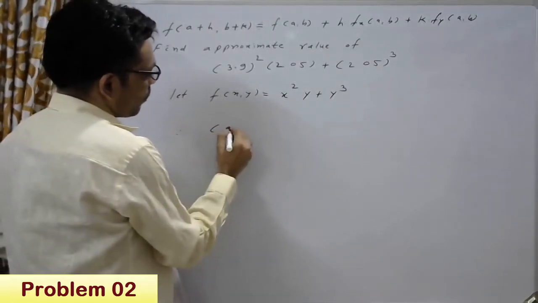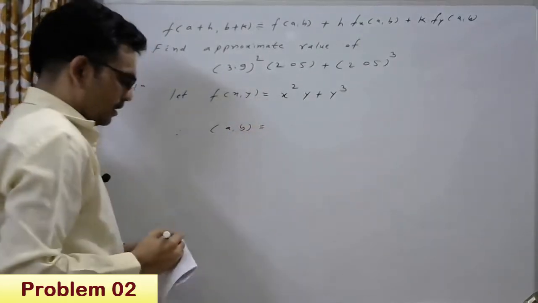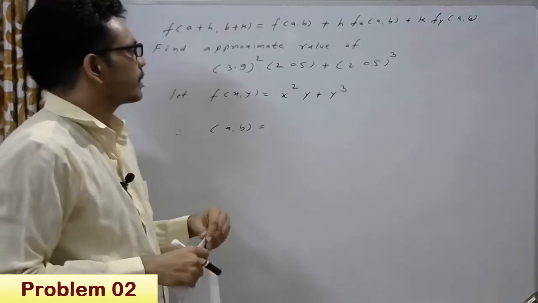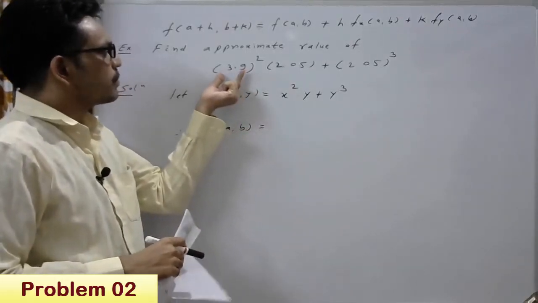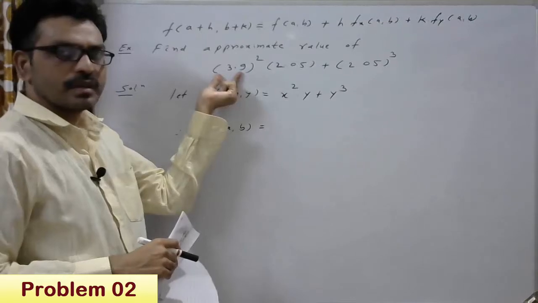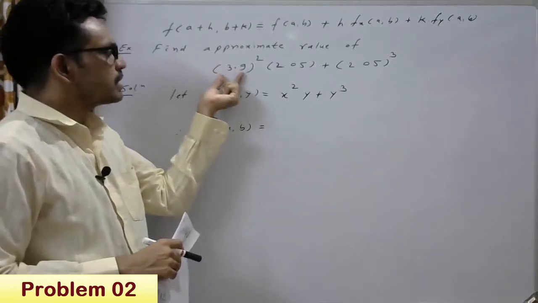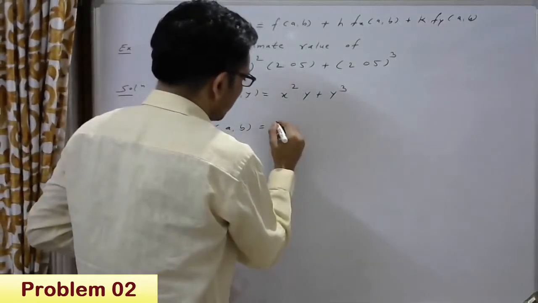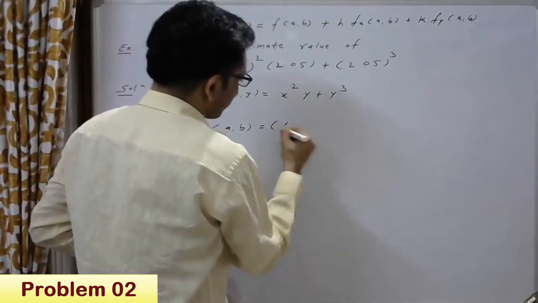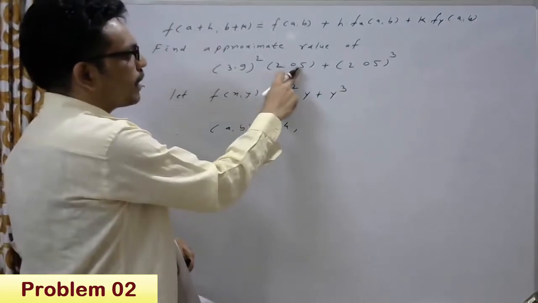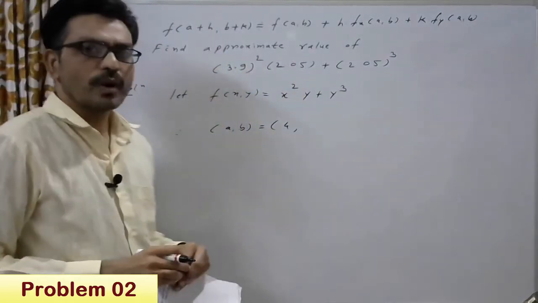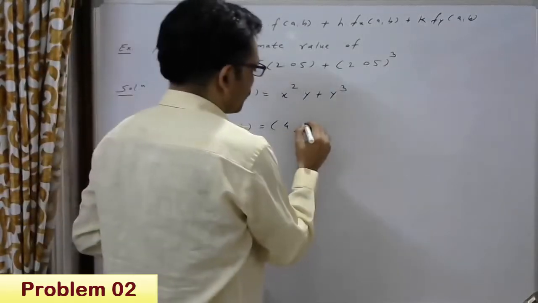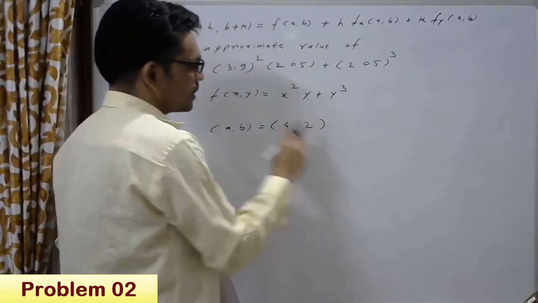Therefore, the ordered pair of point (a,b): in this problem, the value 3.91 is near about 4. Therefore, here we choose a equal to 4. The value 2.05 is near about 2. Therefore, take b equal to 2.